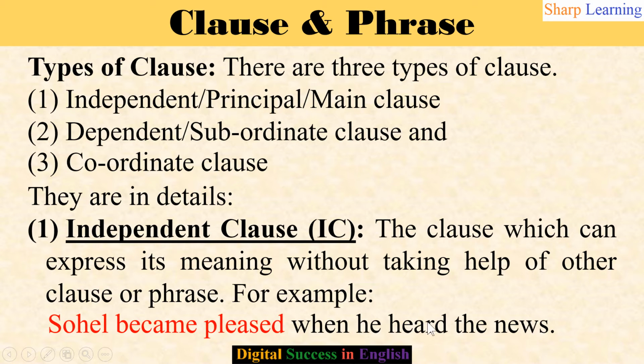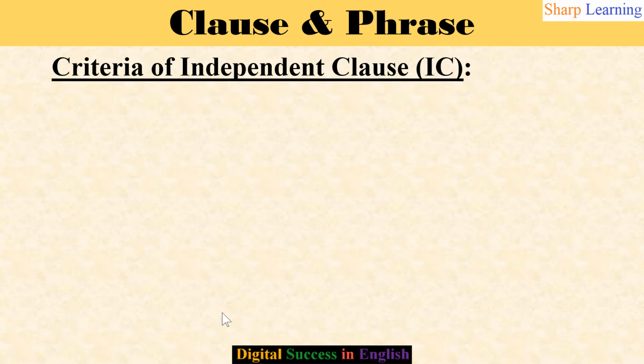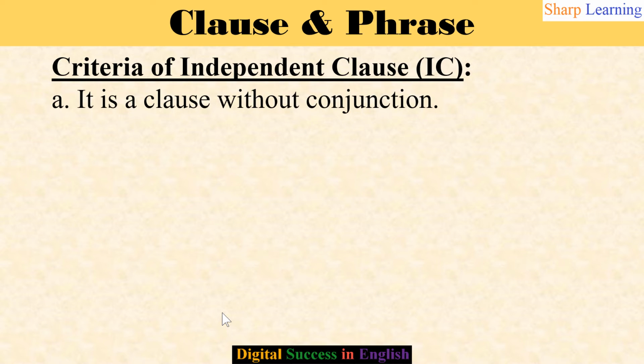When he heard the news, it is a dependent clause. You can deduce it, no problem. The first part, that means Sohail became pleased, can express a complete sense without the next part or other things. So this part is called an independent clause or IC. Now we will understand different criteria of IC.